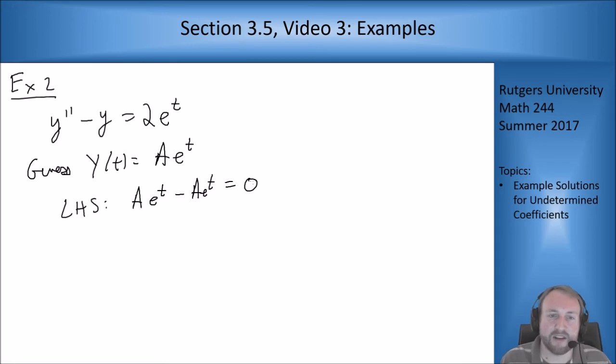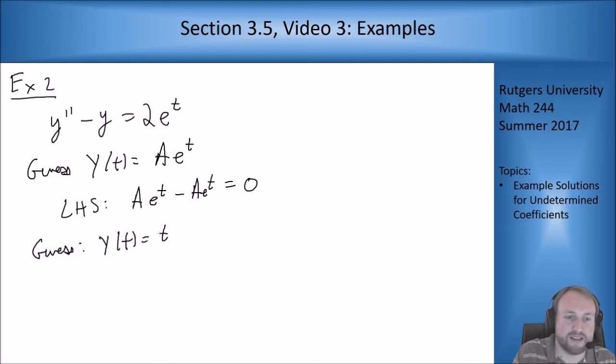And that happened because e to the t solves the homogeneous problem. You should be able to prove that's what happens. You can find those solutions. They're e to the t and e to the minus t. So instead, what do we guess? We guess y of t is going to be t e to the t.